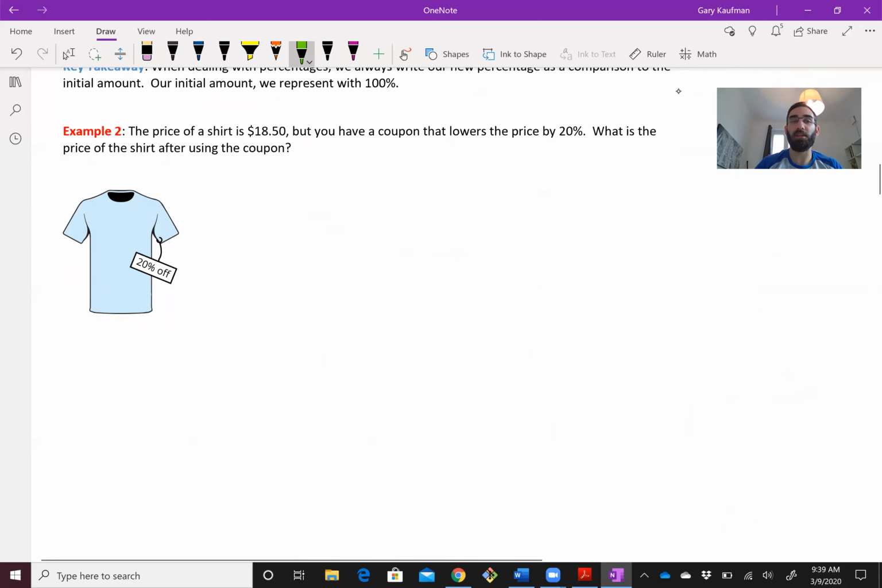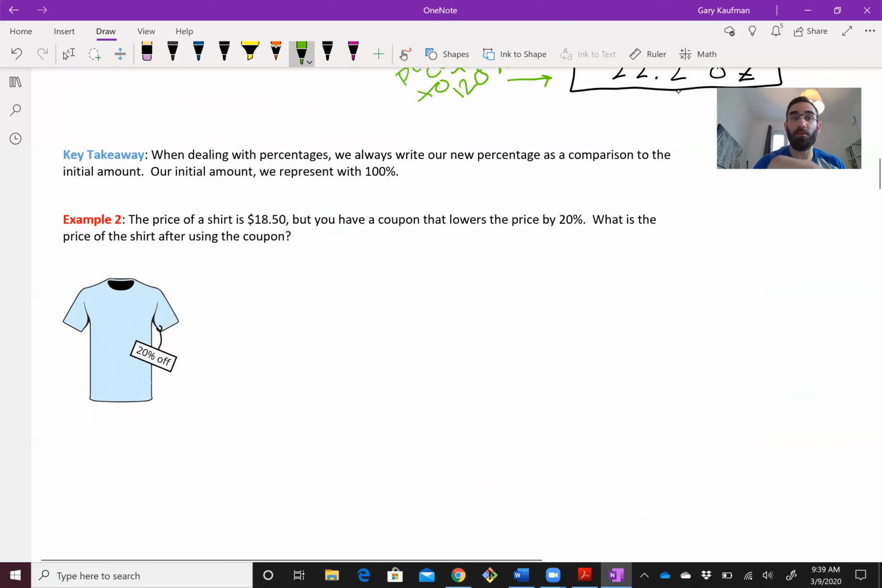So here is a key takeaway, and then we're going to do another example. When dealing with percentages, we write our new percentage as a comparison to the initial amount. Our initial is 100%. Now, what we also have to discuss is when we're dealing with percentage increase or decrease, and I'm just caring about that part. Now, we just did what's called a percent increase because it went up. Now we're going to do a percent decrease.